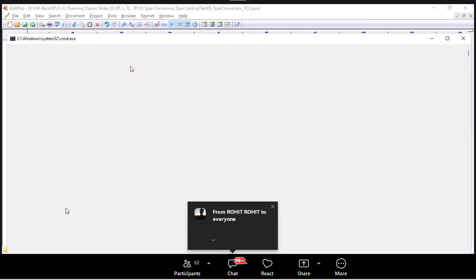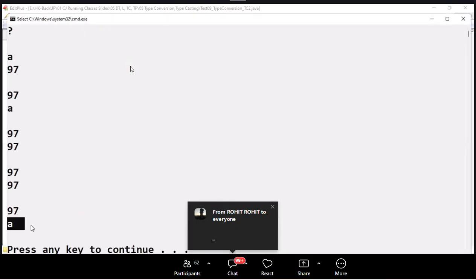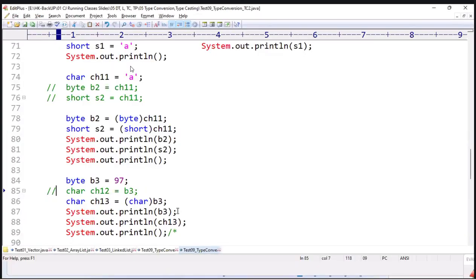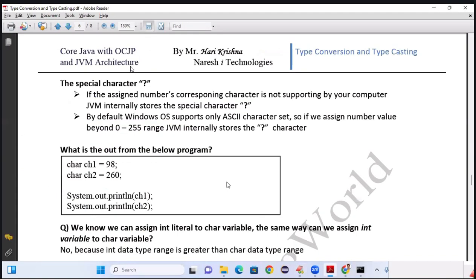What is the value we will get? 97. The output will be 97, and A. Okay? Got clarity? These points I have given in this PDF document.